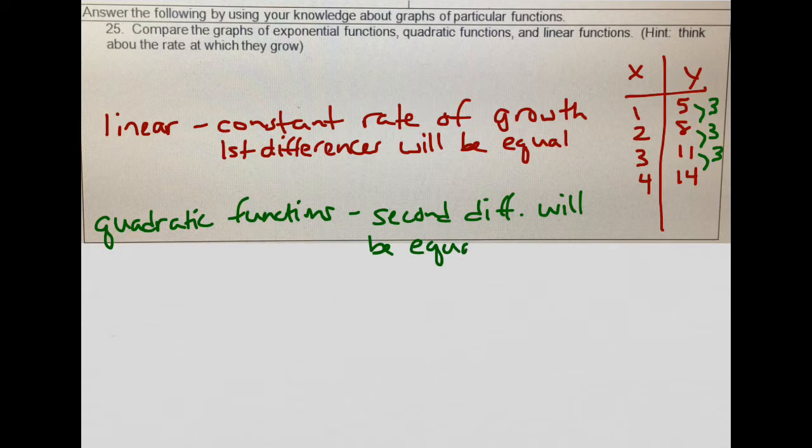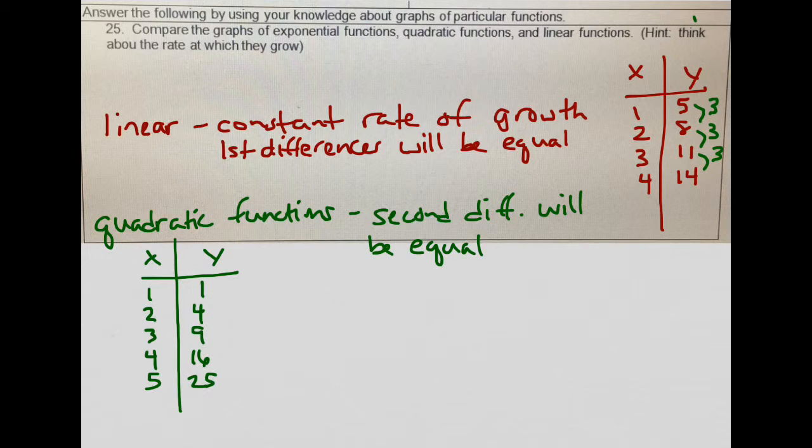So if I think about a table of values, quadratic functions, their second differences will be equal. Let's just say it's y equals x squared over here. So 1, 4, 9, and 16. So this is an example of a quadratic function. If I take those differences, 4 minus 1 is 3, 9 minus 4 is 5, and we get 7 and 9. So those are the first differences.